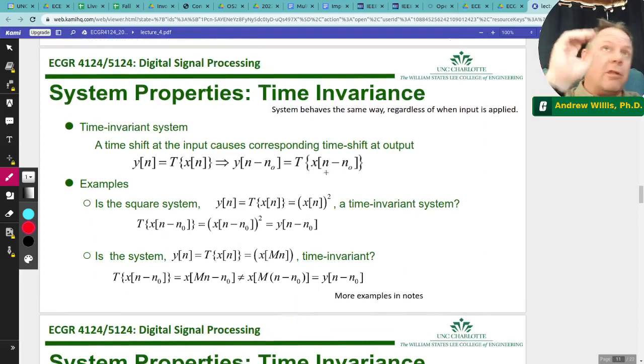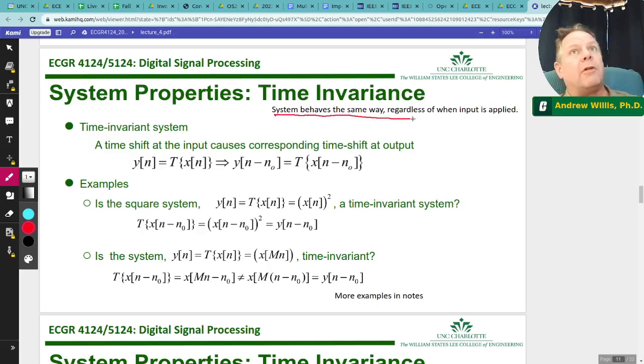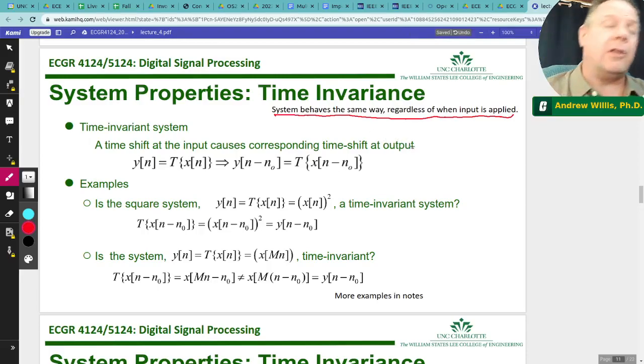Time invariance. So time invariance is this idea that a system will behave the same way regardless of when input is applied. All right, so I am to the best of my ability a time invariant system.